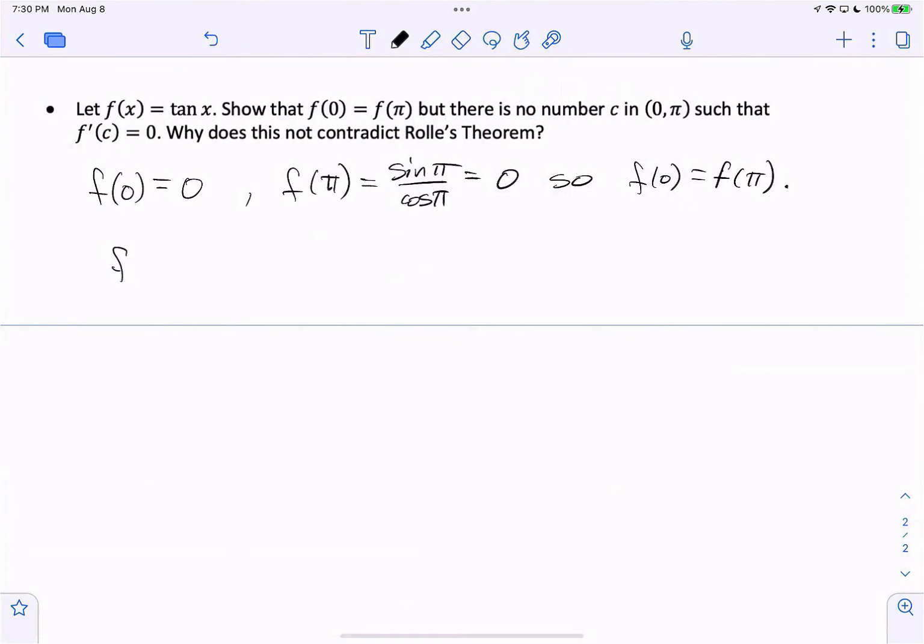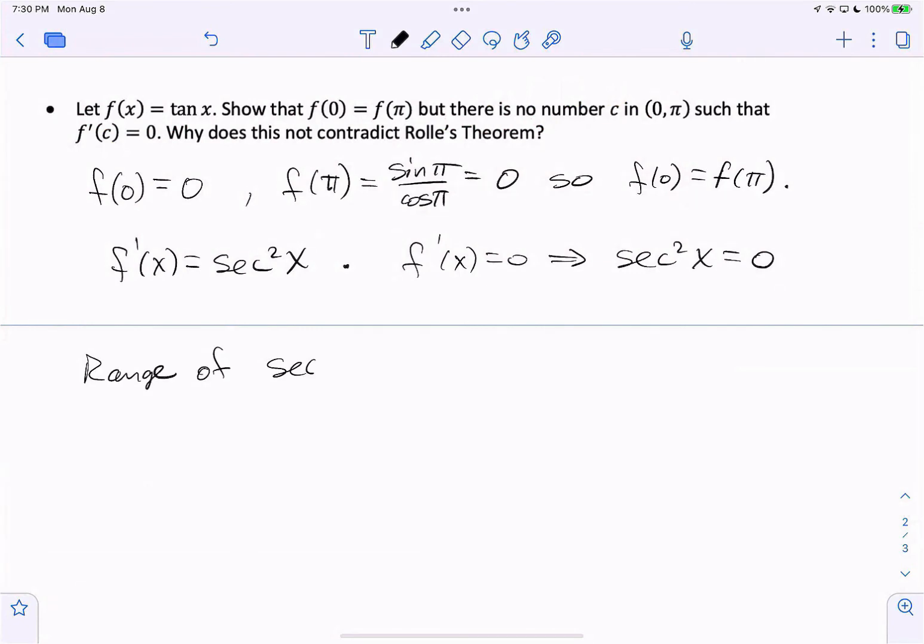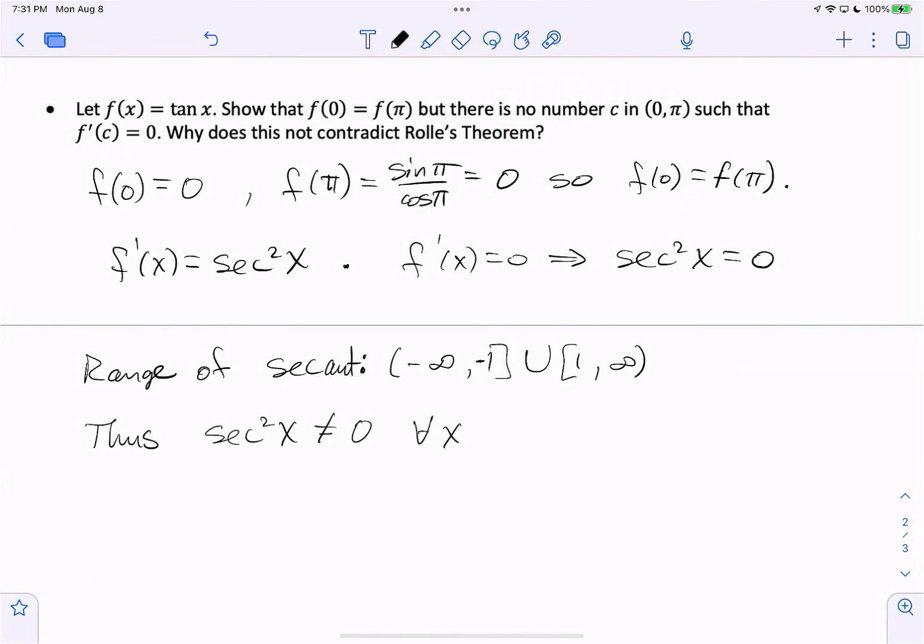Well, let's do this. f prime of x is equal to the secant squared of x. Okay, so now we're going to look at f prime of x equals 0. That would imply that the secant squared of x is equal to 0. Well, guess what? The range of the secant function is from -infinity... I either need to put an argument or spell it out. So the range of the secant function is -infinity to -1, together with 1 to infinity. Therefore, the secant squared of x is never equal to 0 for all x.